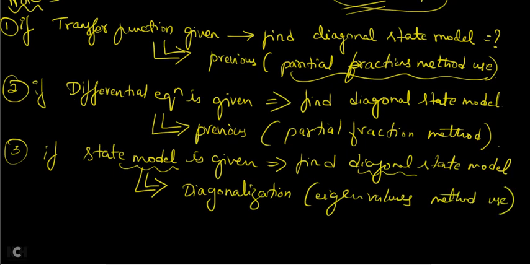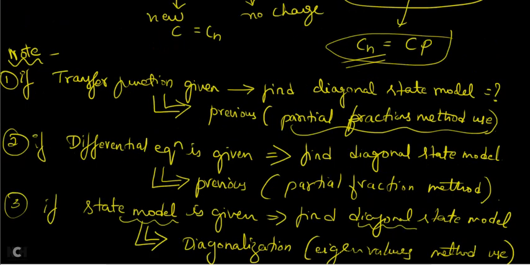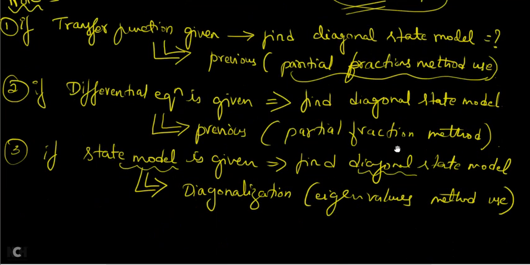So you should remember these 3 points in your notes. If they give a transfer function or a differential equation, use the partial fraction method to convert it into diagonal form. If they give you directly the state model and ask you to convert it into a diagonal state model, then you have to use the eigenvalues method, whatever I explained now. Now let us see one problem based on this diagonalization method. Let us find out which method we need to use to do the diagonalization for this.